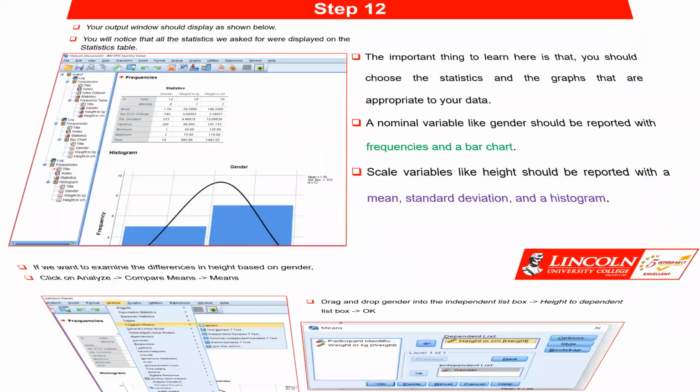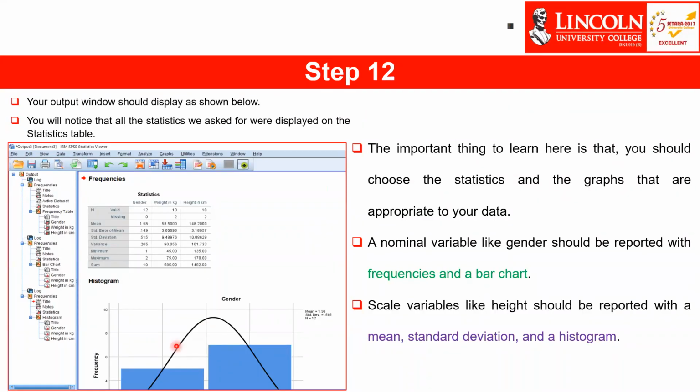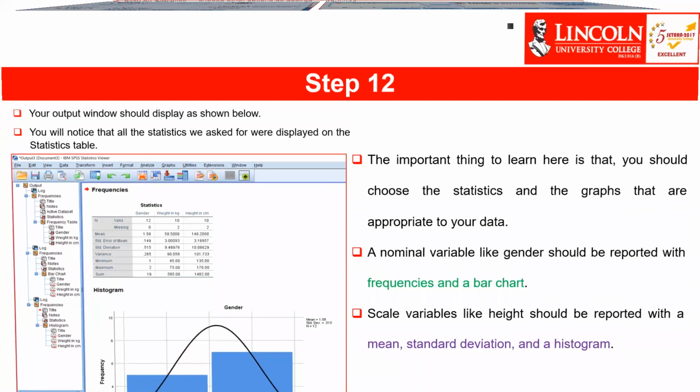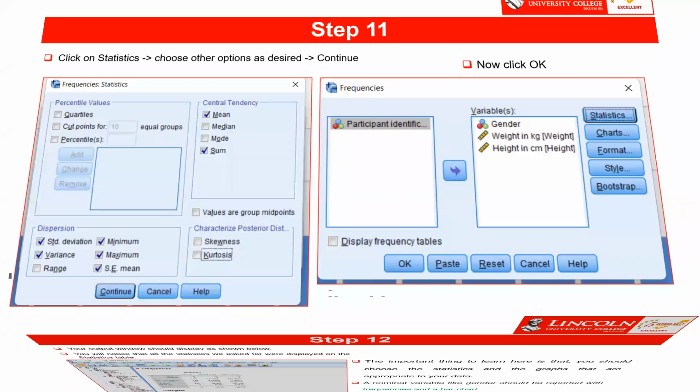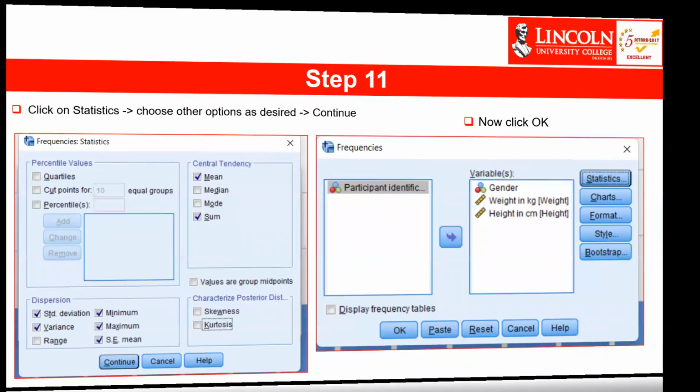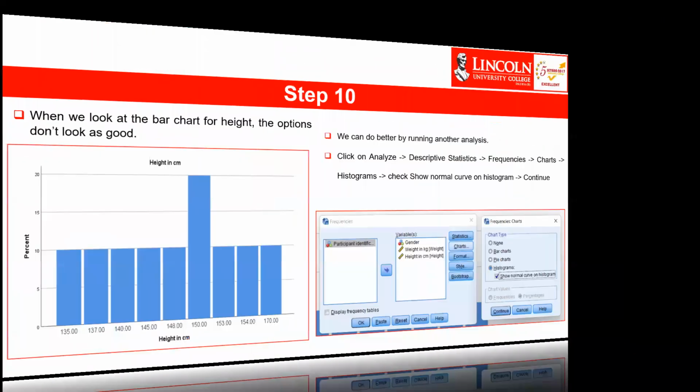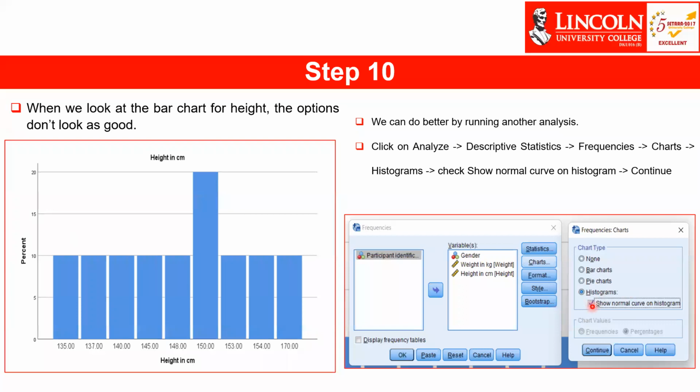You see here, we have something like this, right? So how do we get this? When you are choosing your histogram, you can choose that here. This is where you check. When you check this place, you're going to have that curve. That shows normal curve on histogram. You're going to get that here.